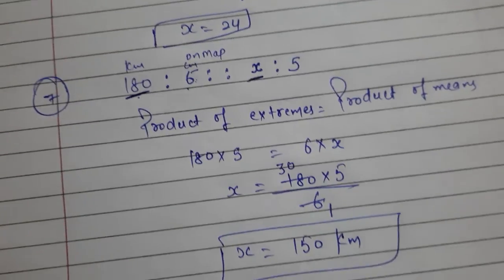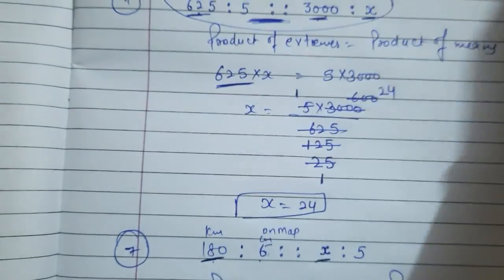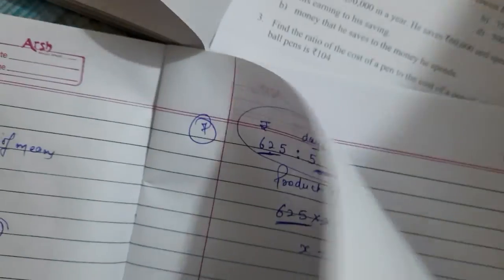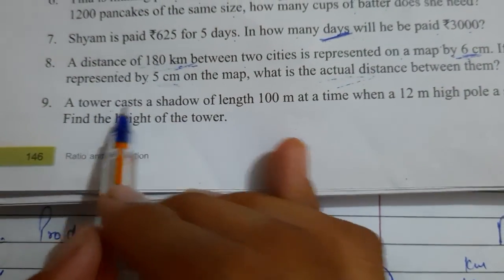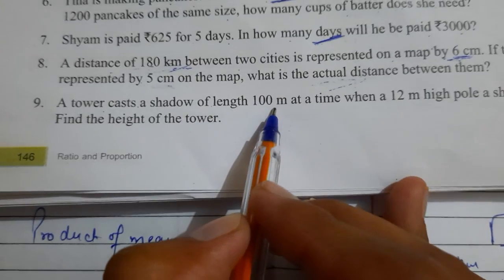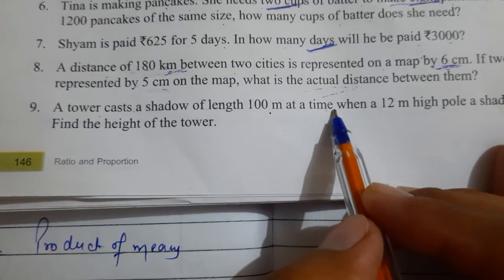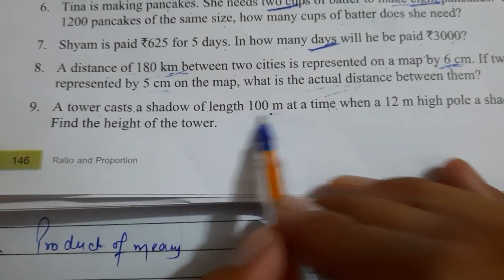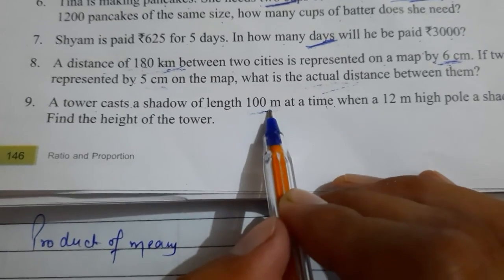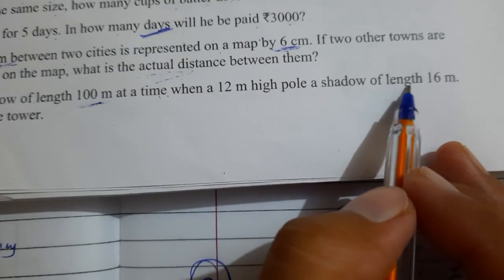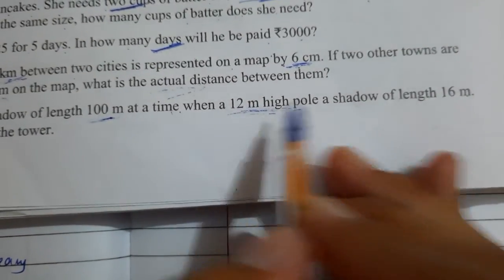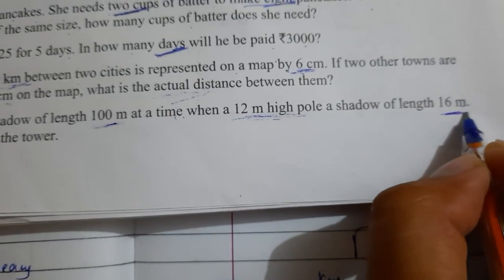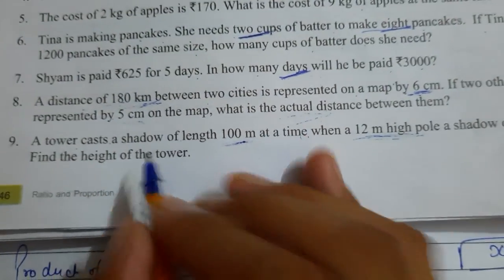Last question left of this exercise. Next, see the last question, 9. A tower casts a shadow of length 100 meters at a time. One tower is there whose shadow is 100 meters. But a 12 meter high pole has a shadow of length 16 meters. One pole is there, 12 meters in height, and its shadow is 16 meters. Find the height of the tower.